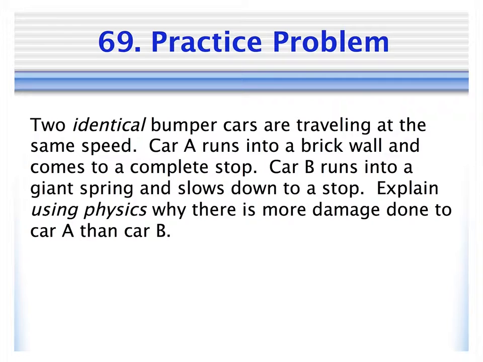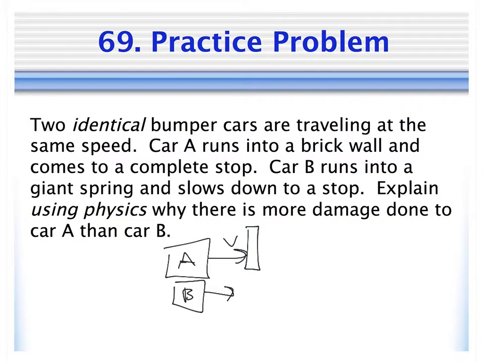All right, so we have a conceptual question here next. We have two identical bumper cars. They're traveling at the same speed. All right, so they're identical. They have the same mass. They're both traveling at the same speed. And what ends up happening is car A runs into a brick wall here and slows down to a stop. So its final velocity is 0. Car B runs into a giant spring and slows down to a stop. So its final velocity is also 0. And we want to explain why there would be more damage using physics to car A than car B.